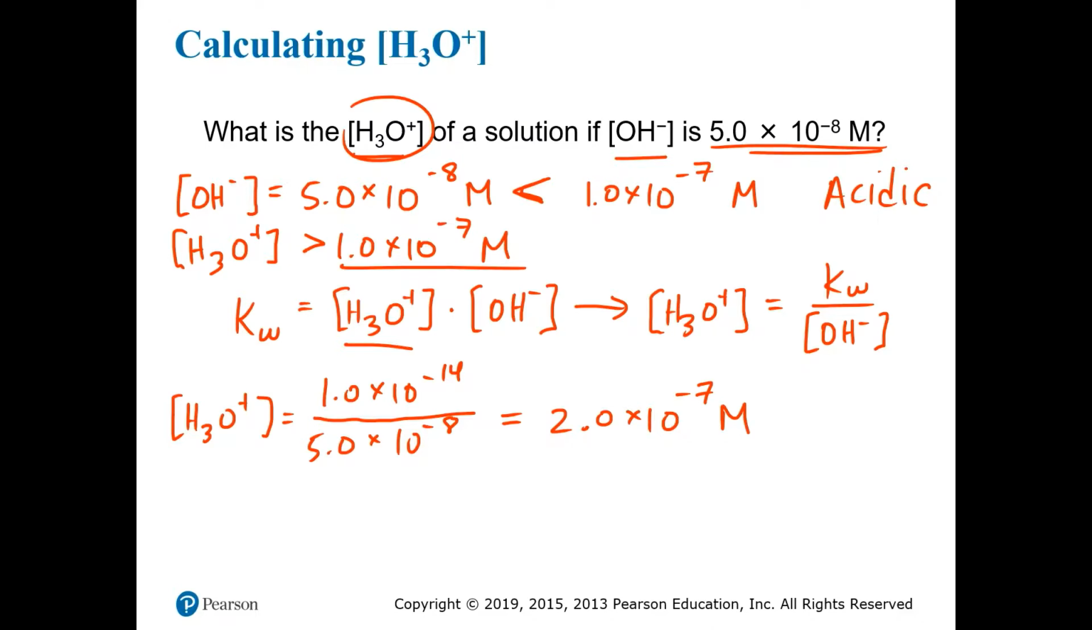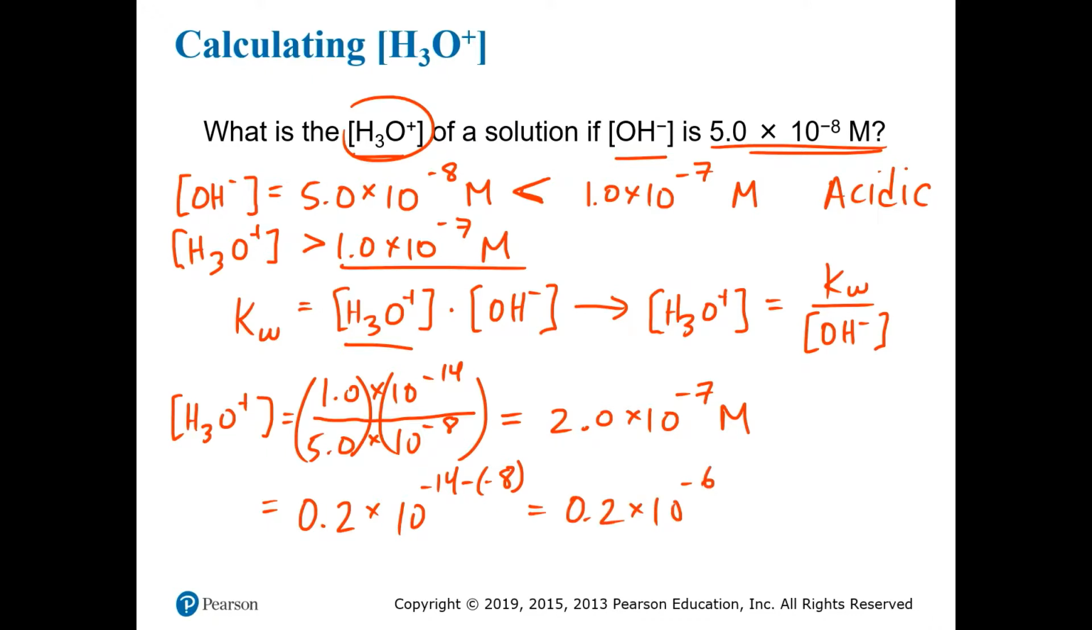If you're having trouble getting it into your calculator, it might help you to do it out by hand by separating the coefficients from the powers of 10. Here you can see that the coefficient is going to be 1 divided by 5, which is 1/5 or 0.2. And the power of 10 is going to be 10 to the minus 14 minus 8. This is going to be 0.2 times 10 to the minus 6, which is actually equal to 2 times 10 to the minus 7, the way we calculated here.